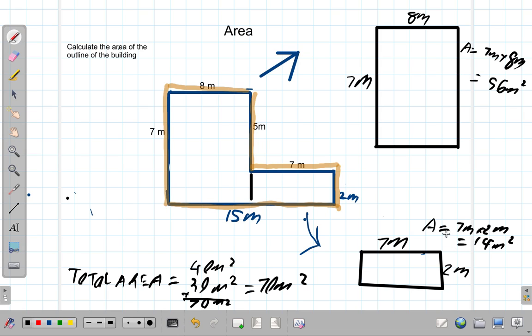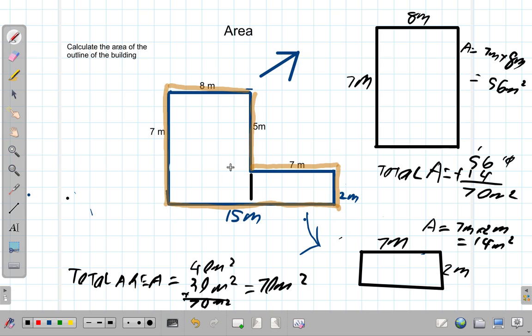What's the total area? The total will be 56 plus 14. Right? Total area is equal to 56 plus 14. 6 and 4, 10. Down by 0. Carry 1. 5 and 1, 6 and 1, 7 meters squared. Get back the same. 70 meters squared.